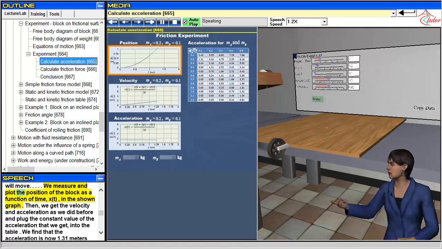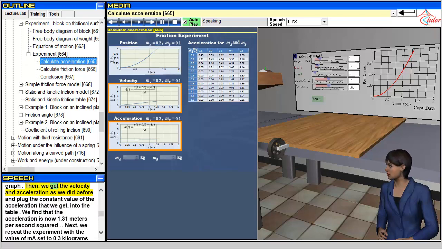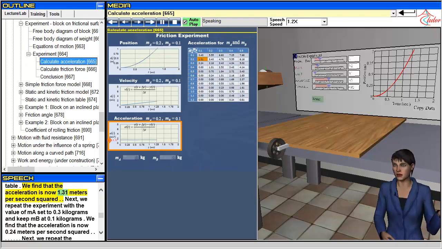We measure and plot the position of the block as a function of time, x of t, in the shown graph. Then, we get the velocity and acceleration as we did before, and plug the constant value of the acceleration that we get into the table. We find that the acceleration is now 1.31 meters per second squared.